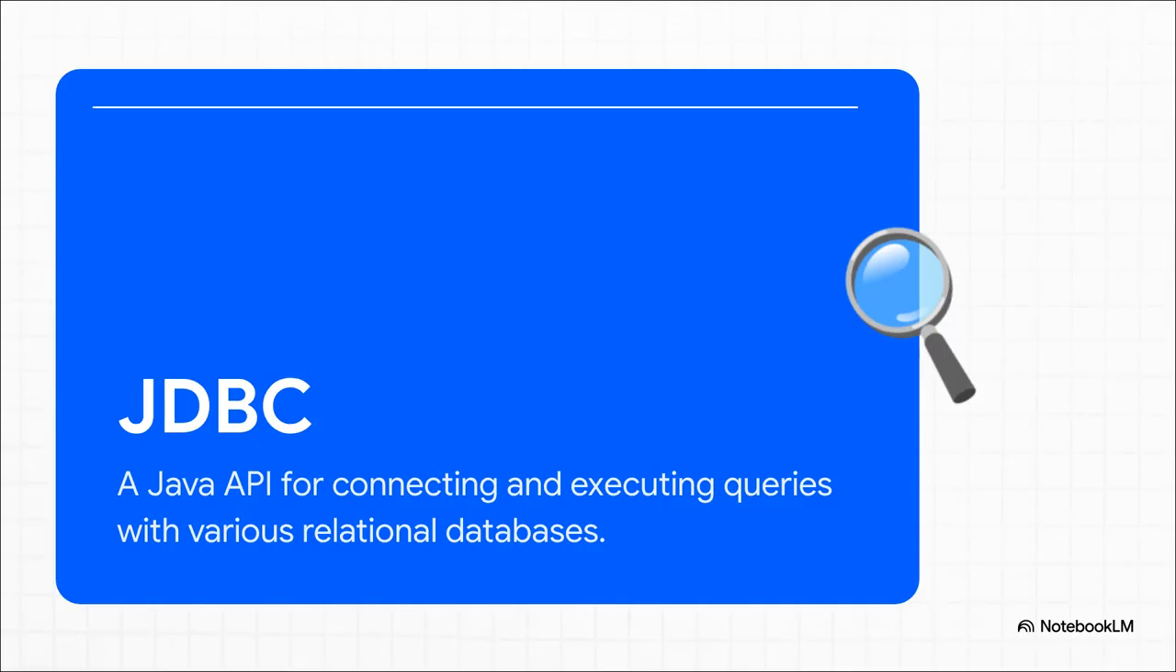JDBC is a standard API. You can think of an API as a set of rules and promises. It gives your Java code one common language to speak. Different databases might all have their own little quirks and dialects, right? But JDBC steps in as the master interpreter. And this is a huge deal, because it means you can write your data logic one time and have it work across a whole bunch of different databases without changing your code.